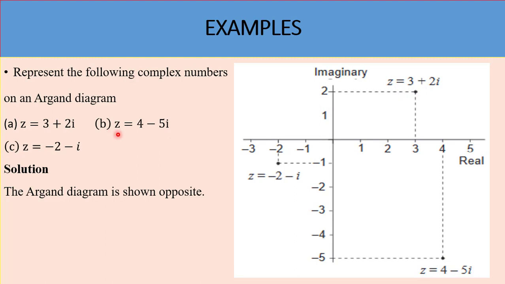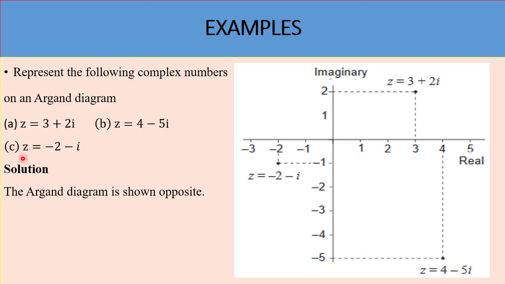Then b, you have z is equal to 4 minus 5i. So this would be 4, then minus 5. So we have 4 at this point on the real axis, and then minus 5 on the imaginary axis, which would be at this point, and this point will represent z is equal to 4 minus 5i.